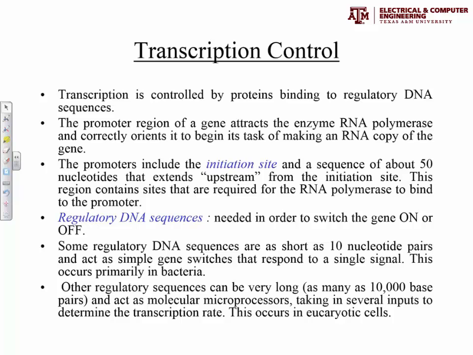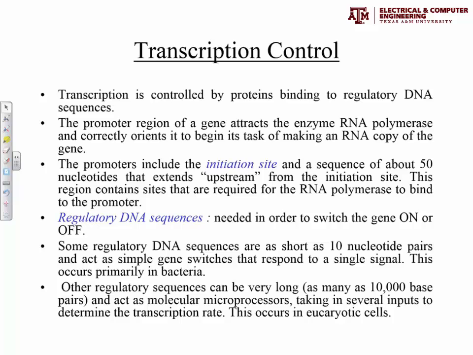So the promoter region of a gene, that's the portion that precedes the place where the transcription is going to start. So the promoter is the region where the RNA polymerase latches onto the gene. The promoter region of a gene attracts the enzyme RNA polymerase and correctly orients it to begin its task of making an RNA copy of the genes. The promoters include the initiation site where the transcription is supposed to start, and a sequence of about 50 nucleotides that extends upstream from the initiation site. This region contains sites that are required for the RNA polymerase to bind to the promoter.